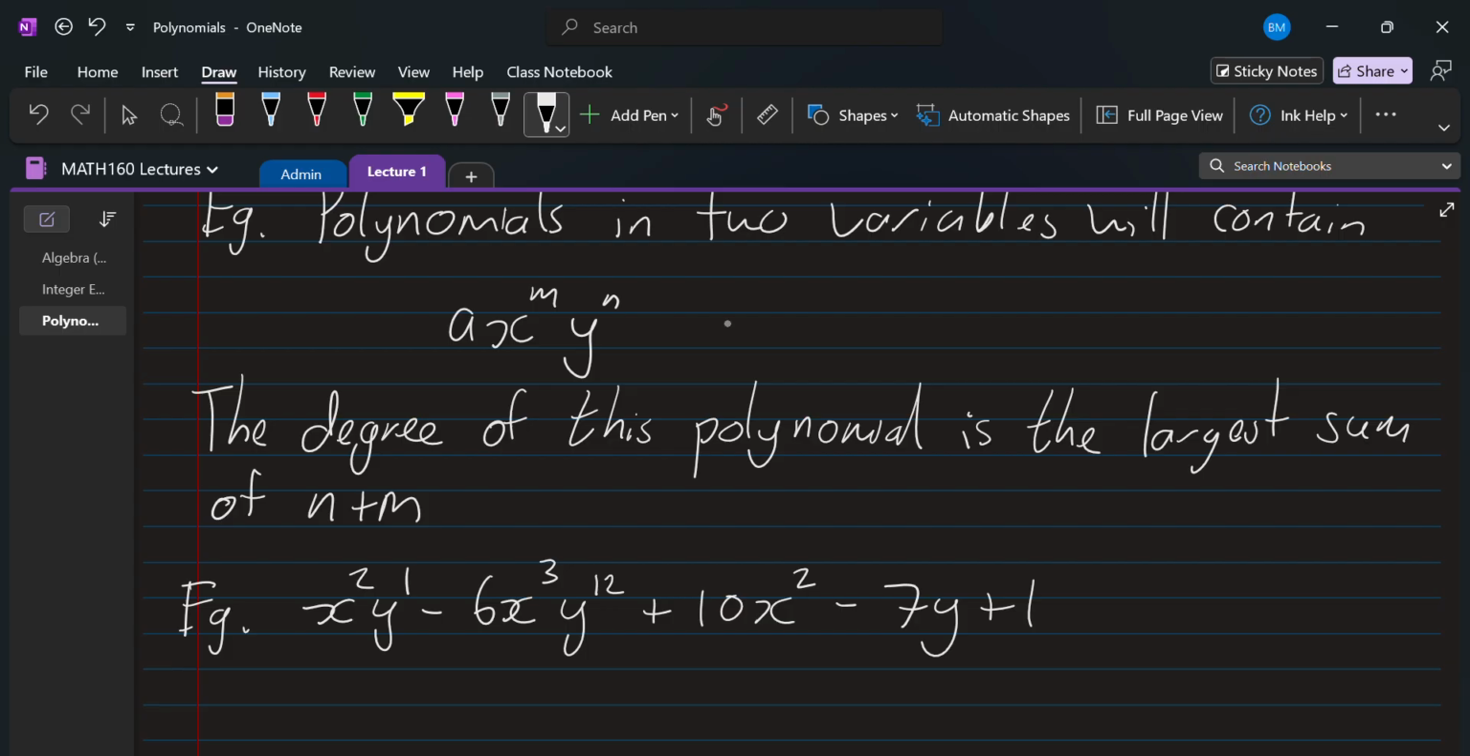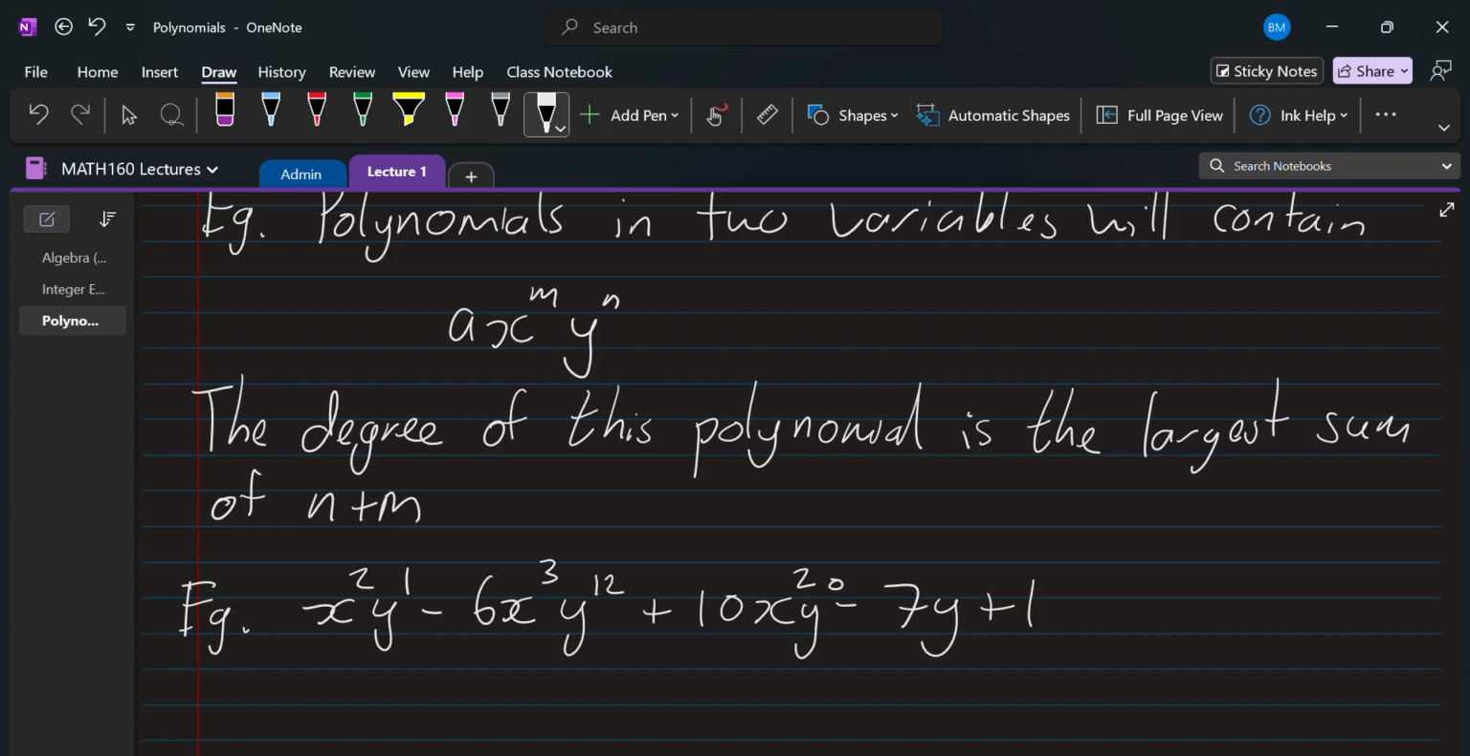Okay, so in the previous case, we just looked at the largest exponent of x because there is only x, so we look at that. In this case, if there are two variables, we look for the largest sum of m plus n. If there were more variables, you look at the sum of the 3. If there's 4 variables, you look at the sum of 4. Okay, easy stuff. Let's have a look at some examples.